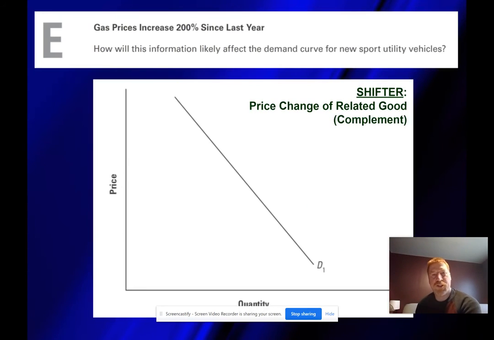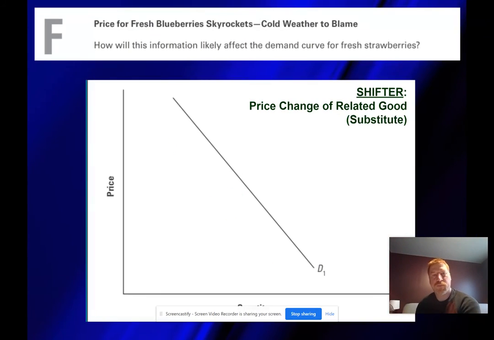Gas prices increased 200% since last year. What happens to the demand curve for SUVs? Well, if the gas prices go up, then I'm probably going to buy something more economical for a car. So my demand would decrease for the SUVs because those are related goods. So again, when I look at TRIBES, which one shifted it? Well, it's a related good. They go together, so they're complements.